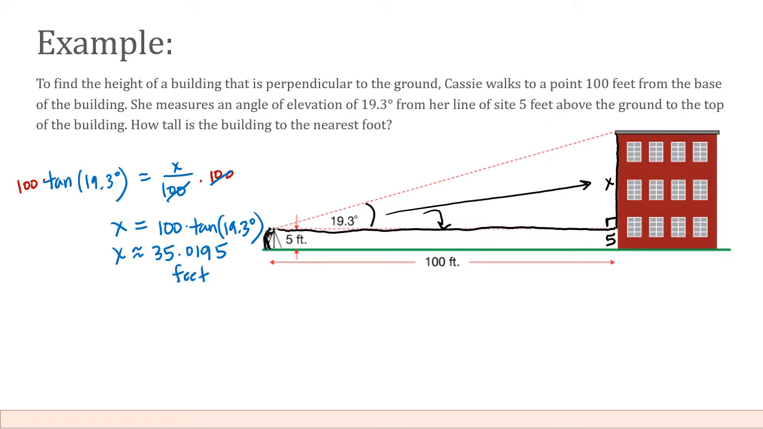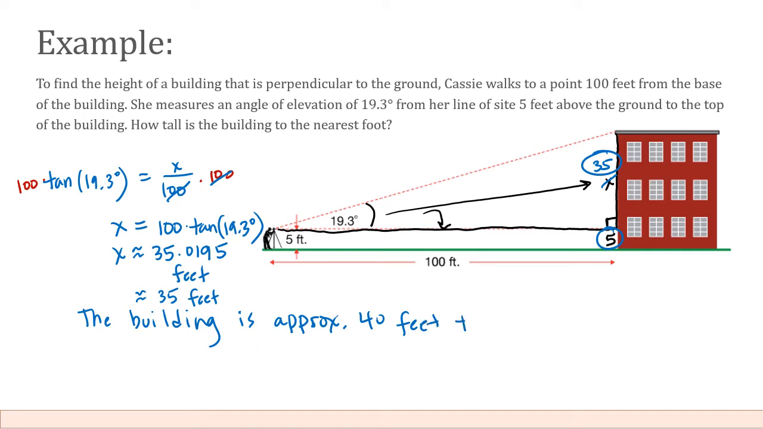So how tall is the building to the nearest foot? The building is to the nearest foot. That would make my X value 35 feet. And remember that I started with Cassie's line of sight, which was already at 5 feet. So the building is approximately 40 feet tall.